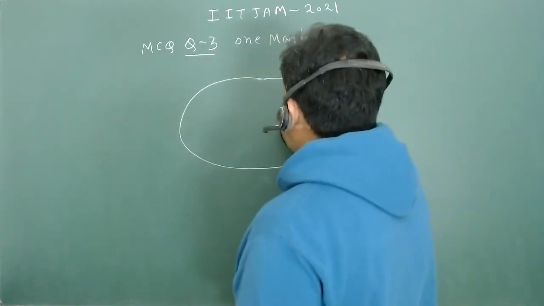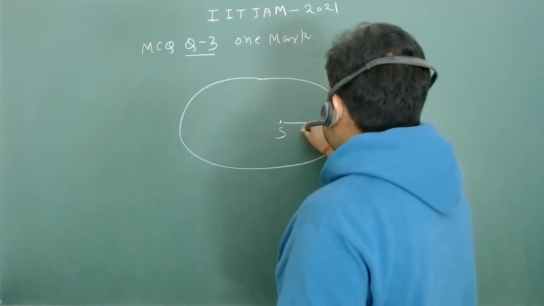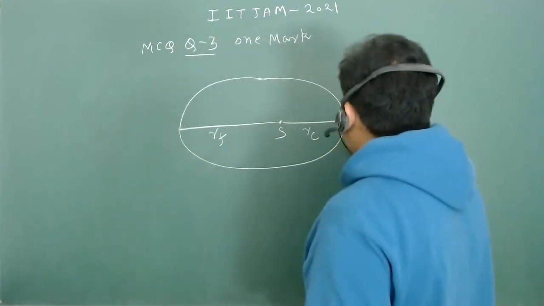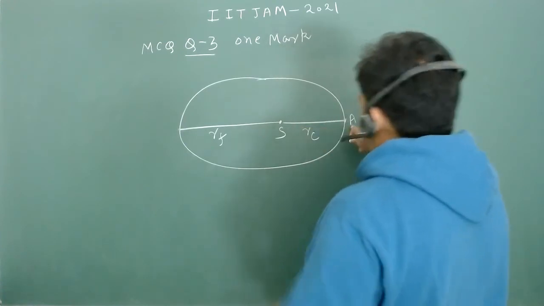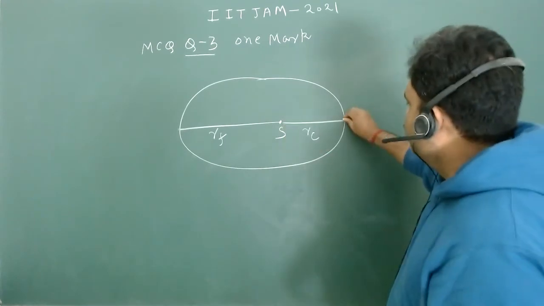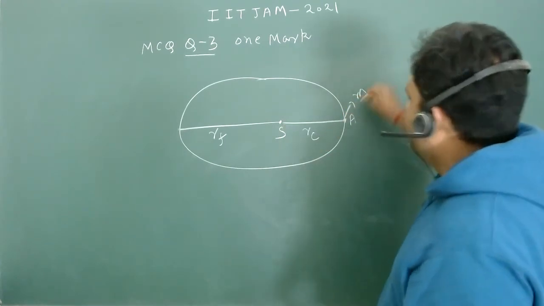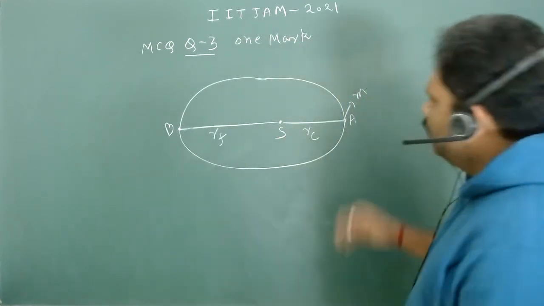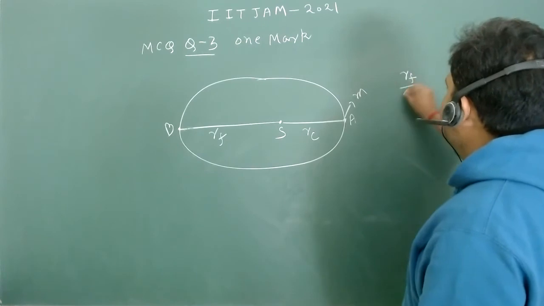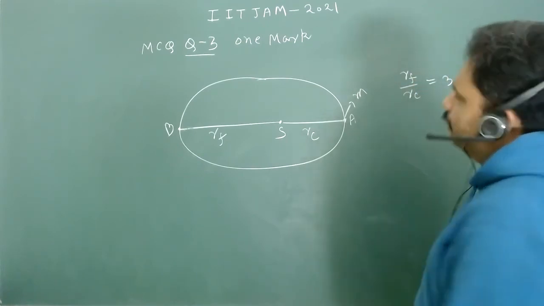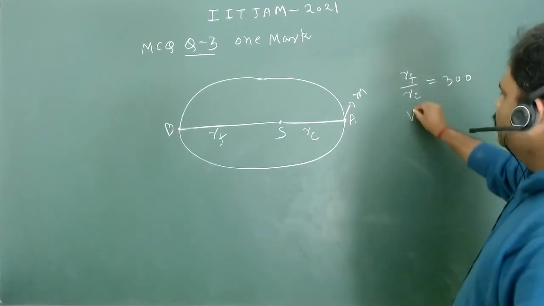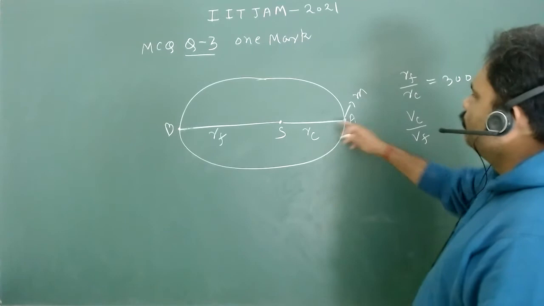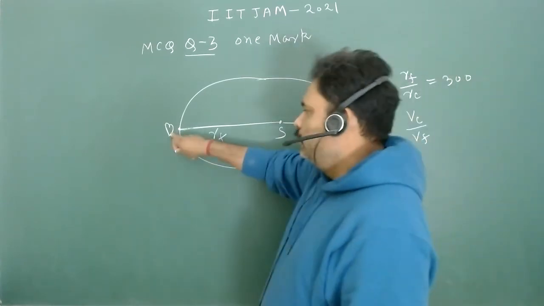I can assume there is some star, and maybe this is my closest approach, and this is my farthest approach. I can assume this point A is the closest point of the planet from our star, and here is our planet. Let's assume the mass of the planet is m, and this is the farthest point. So let us call this point B, and it is given that RF by RC is equal to 300. So what we have to do is calculate the ratio VC upon VF. VC upon VF is the ratio of speed at the closest approach to the farthest approach.